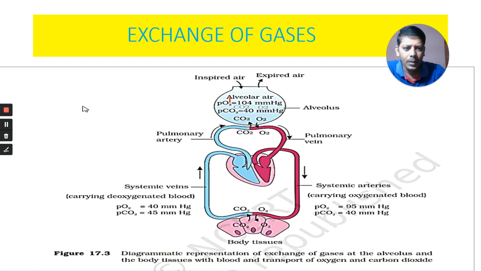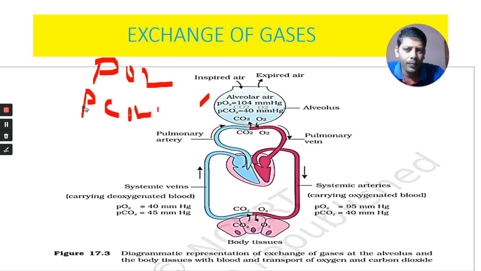If you observe, partial pressure of oxygen and carbon dioxide are different at different places. In the alveolar air, what is the partial pressure of oxygen? What is meant by partial pressure? The pressure contributed by each gas in a mixture of gases is called partial pressure. The partial pressure of oxygen is represented as PO2. The partial pressure of carbon dioxide is represented as PCO2.